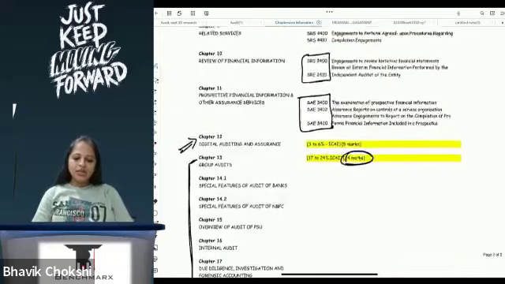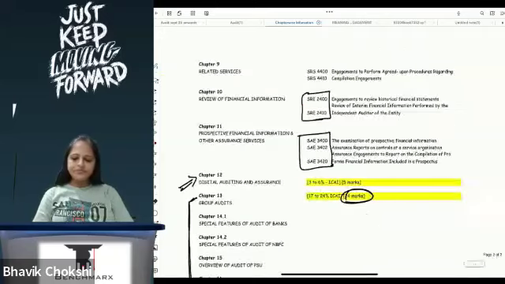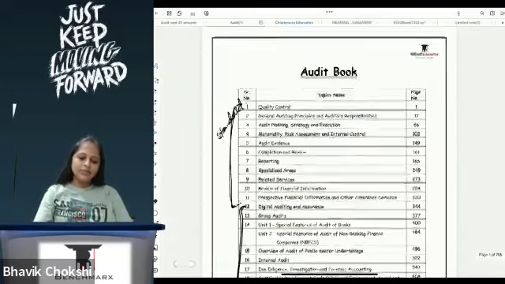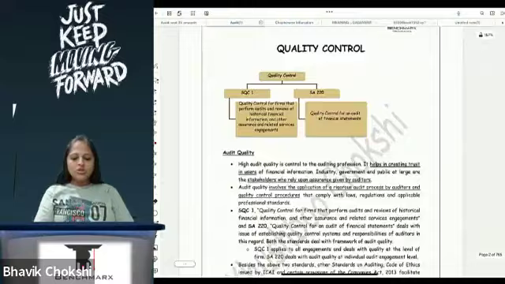Okay, so this is giving you a broad idea on the importance, which chapters are easy, which are medium, which are difficult. All of that we will discuss as and when we discuss the chapter. Now we will start with the first chapter which we have, that is your quality control.